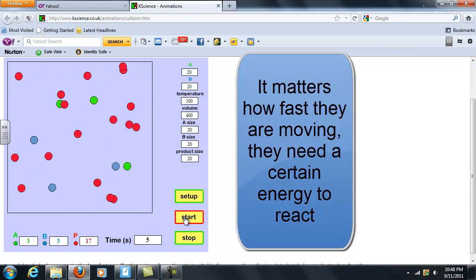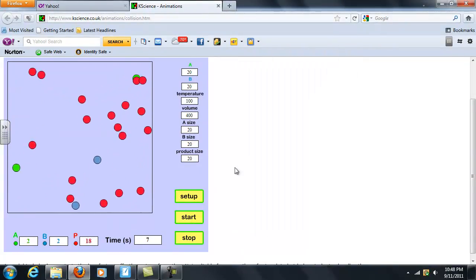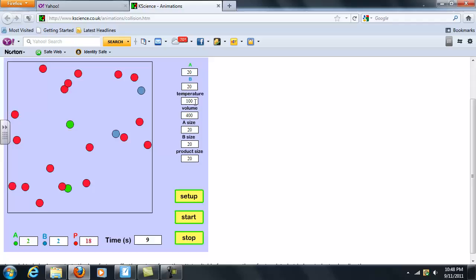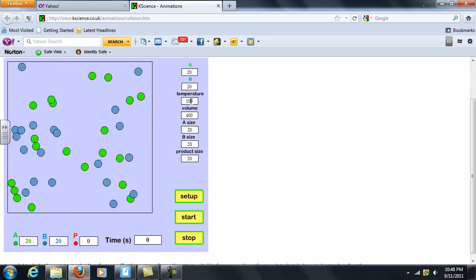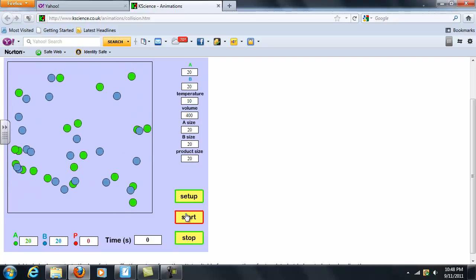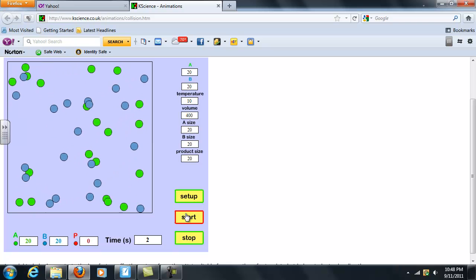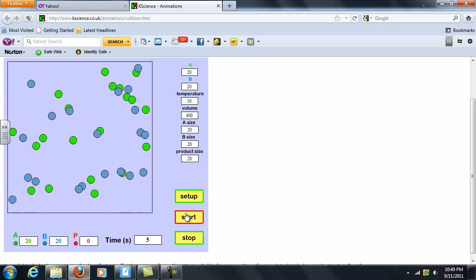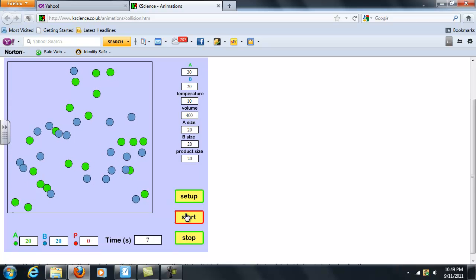The higher the temperature, the faster this happens. So right now we're running at a temperature of like 100. So if we then change that and say we ran it at 10, it's going to take a lot longer. What you'll notice is they're running into each other, but they're not reacting.